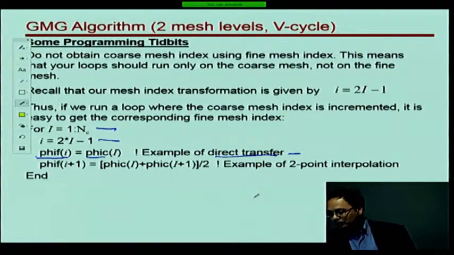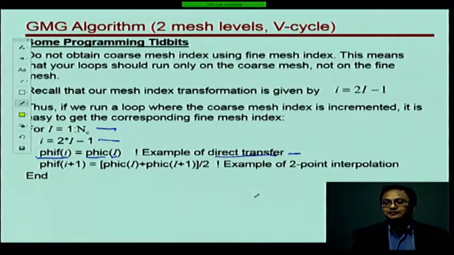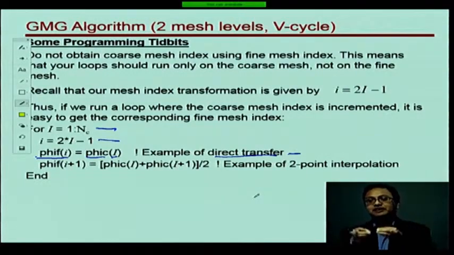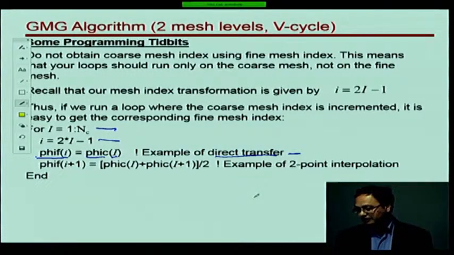So I have two separate vectors, phi fine and phi coarse. This is a one-dimensional example, so I'm not using i comma j, just i. And I'm just transferring that. Here is an example where I do a two-point interpolation.